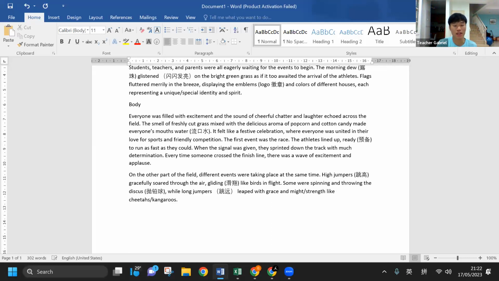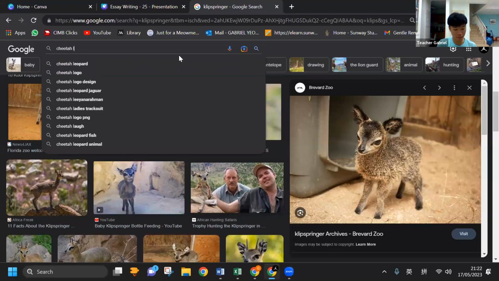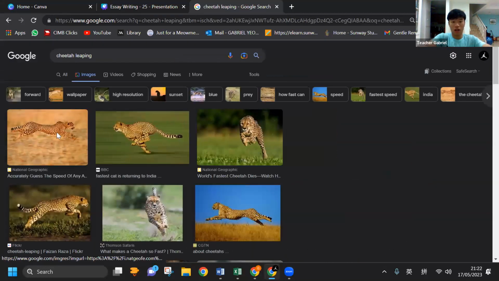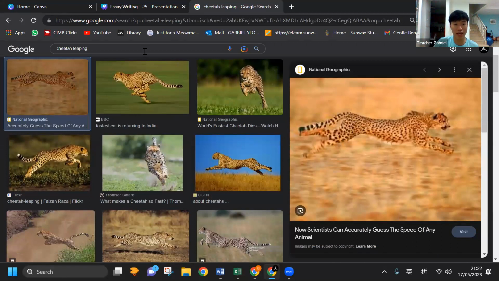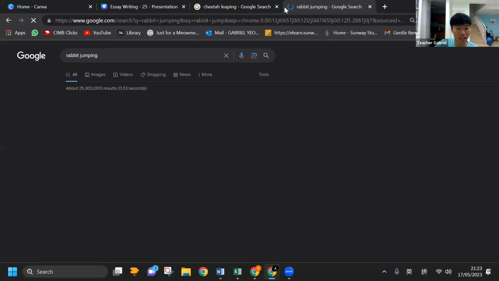So like rabbit, we usually don't say a rabbit is a very strong, fierce animal. But kangaroo and cheetah, yes, they are very strong, very brave, very fierce animals. So we can say that leap with grace and might, because when you see a cheetah leaping, right? Yeah, see, very strong. And if you compare this to a rabbit, it is more for jumping, it's not leaping.